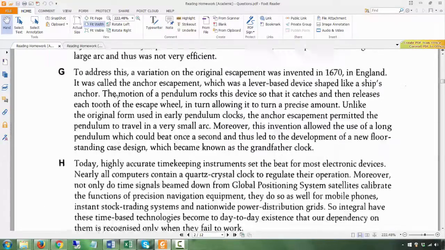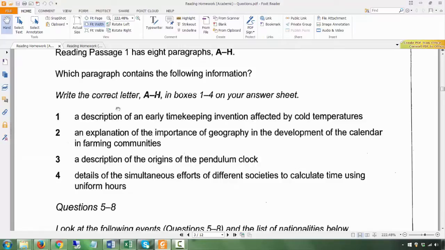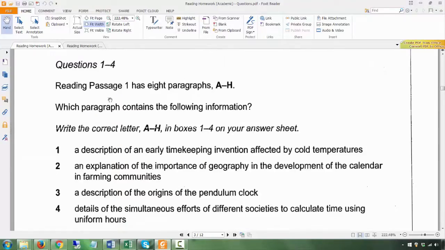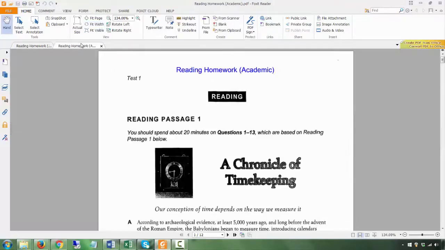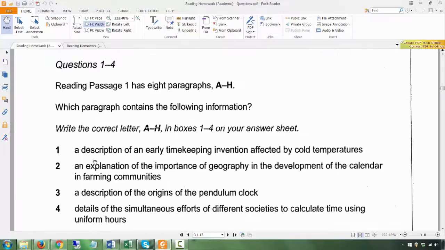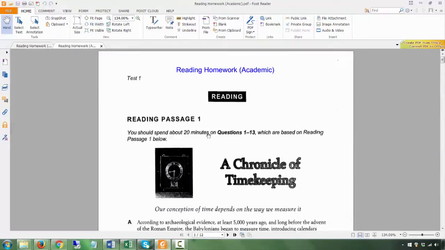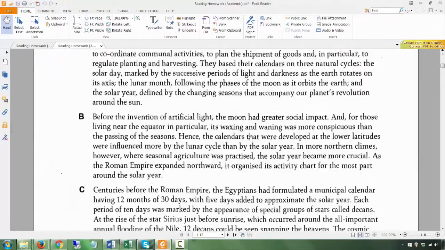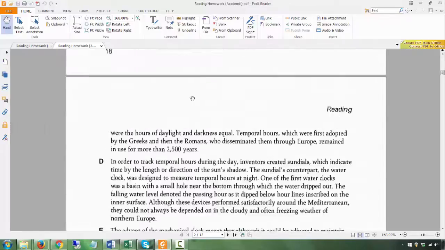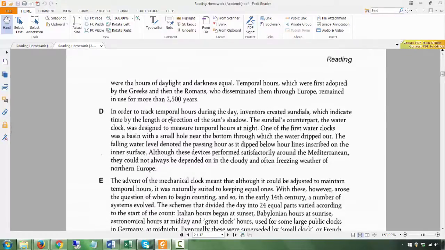Question 1. Alright, so you are basically matching information. The following information is in which paragraph, basically they're asking you. So, a description of an early timekeeping invention affected by cold temperatures. This is basically in paragraph D. All right. Let's go back to the question again.